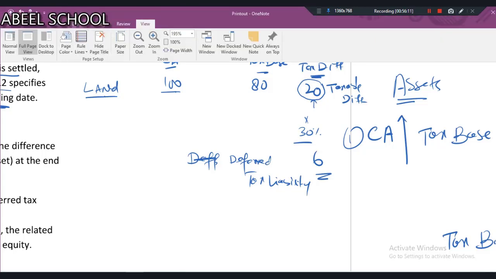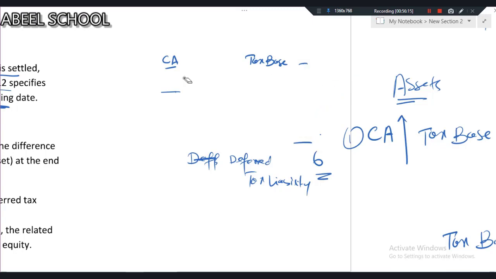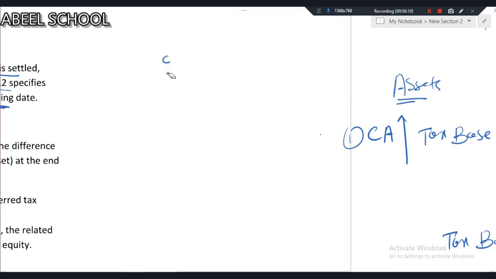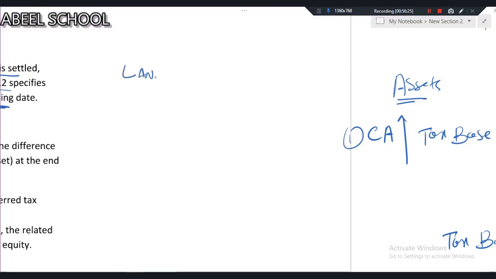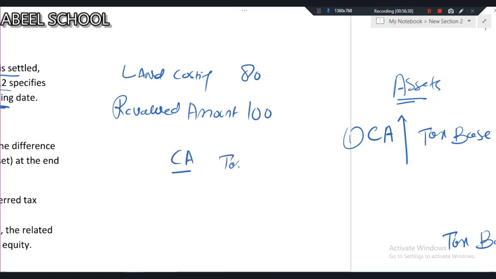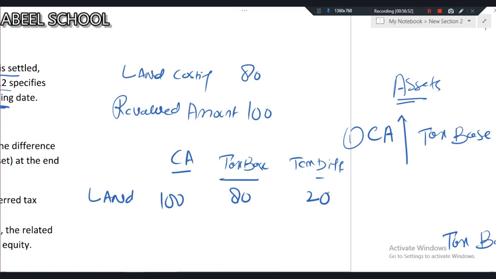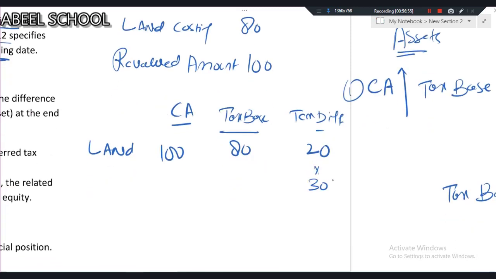Obviously, let me properly show you the calculation a little bit so that you should not have a problem. Land costing 80, revalued during the year, revalued amount is 100. So carrying amount, tax base, temporary difference. Land carrying amount is 100 million, tax base is 80. The difference of 20 is coming just because of the revaluation surplus. Into the tax rate, I'm getting a deferred tax liability of 6 million.